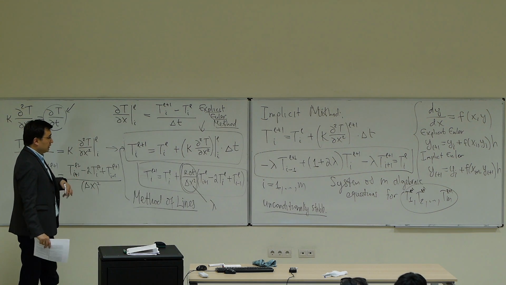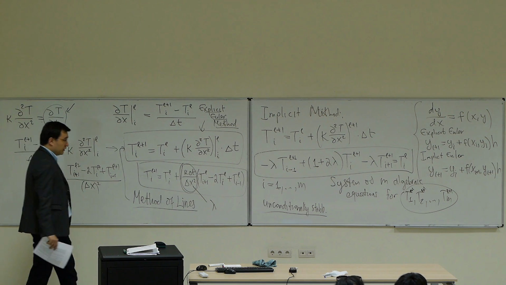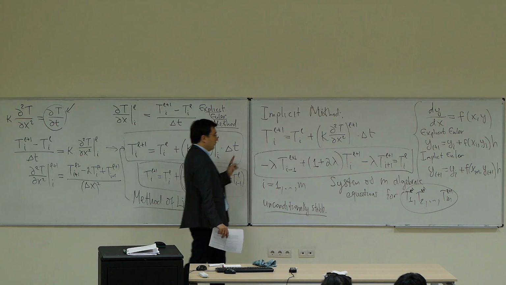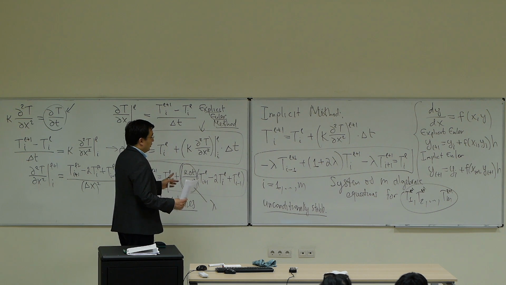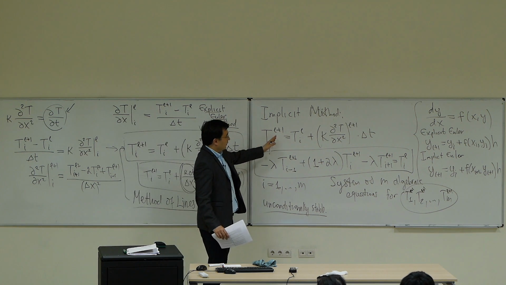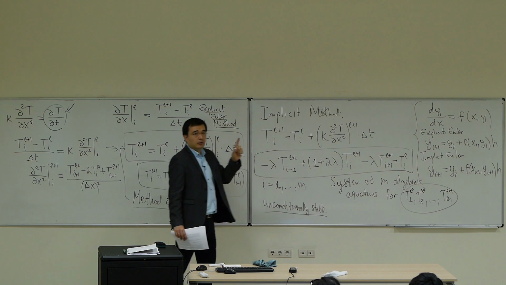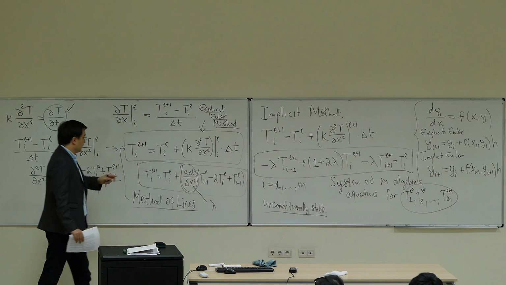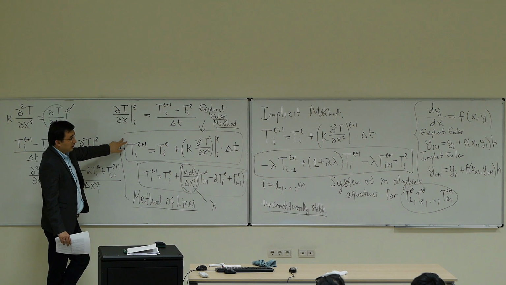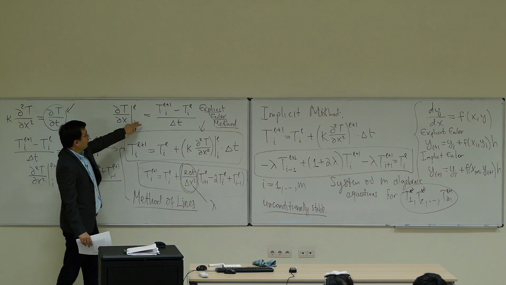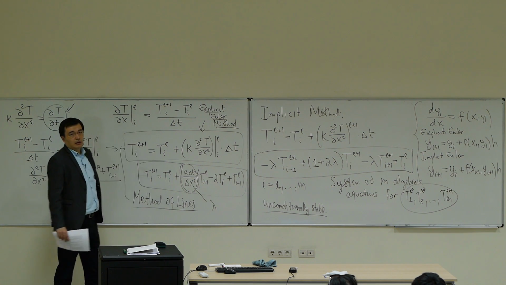Okay, what are the disadvantages of this method? One disadvantage is that it's first order in time. So this formula is first order in time. Global error, time error, will be of the order of delta t. The same story is here. This is also first order in time. This formula is a first order in time formula, right?